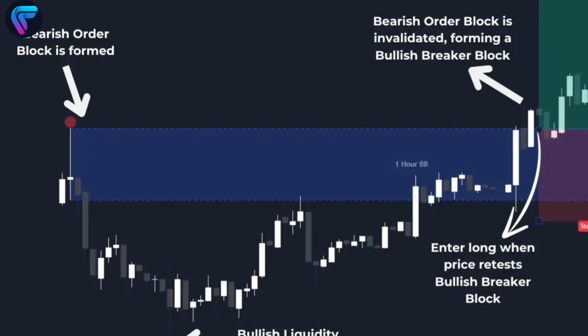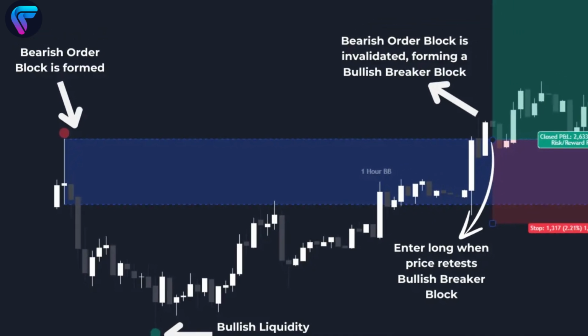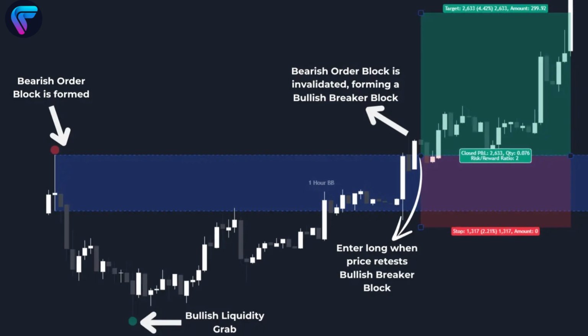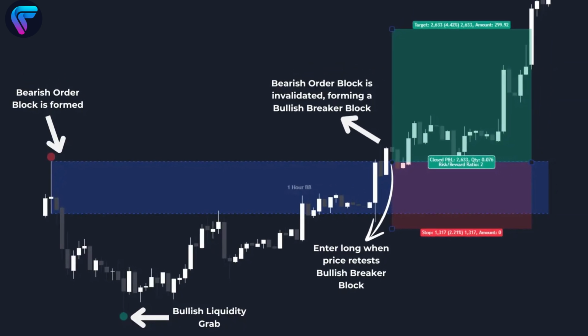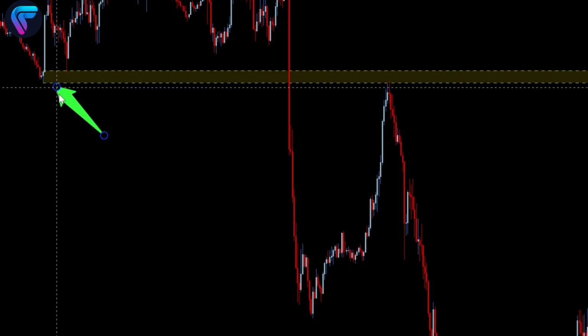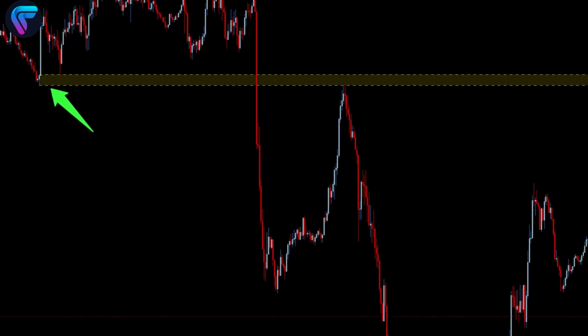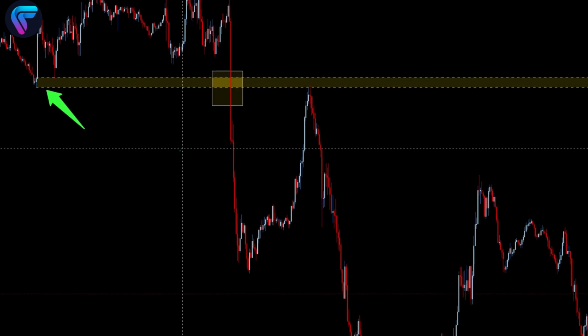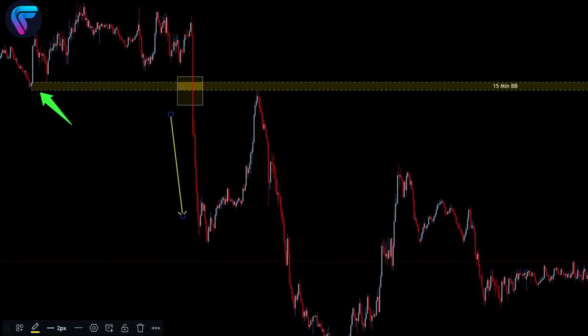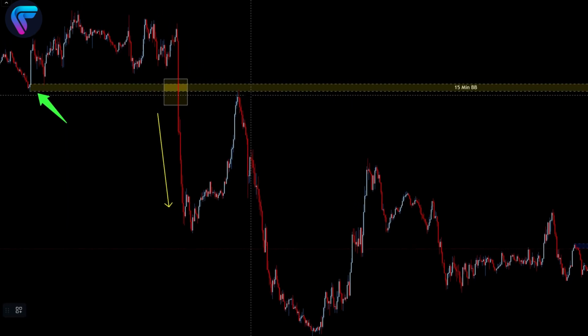If the price revisits a bearish breaker block, one that was initially a bearish order block but was broken to the upside, that area may now act as a support, signaling potential long trades. On the other hand, if the price returns to a bullish breaker block, one that was originally a bullish order block but got broken to the downside, that area may now act as a resistance, suggesting possible short trades.